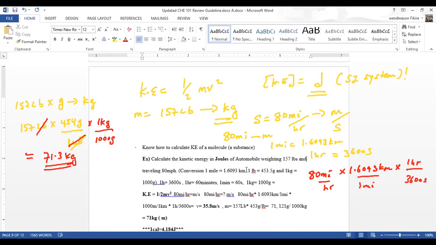So in that case, the unwanted units have to be canceled. Miles per mile will be canceled. Hour by hour will be canceled. So what's left is kilometers per second, which is what we needed. So 80 miles, let me do the calculation. If you have a different answer, let me know. So 80 miles times 1.6093 is 128. I divided that by 3,600 seconds.